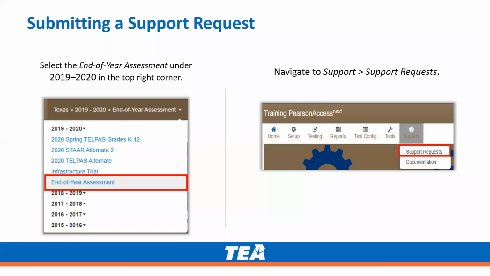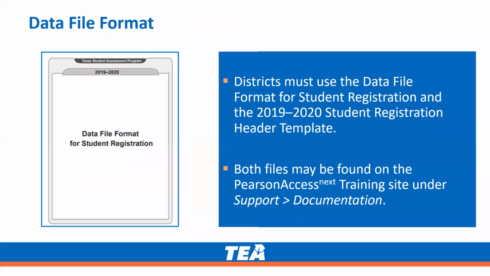Okay, so after you've made your selection there for the end of year assessment, you're going to navigate to support requests, and you're going to attach the file to the support request and submit it. It's not going to work like it does with other Pearson Access Next files that you submit. This is actually going to be an attachment to a support request, and we will then upload it into the SchoolNet platform.